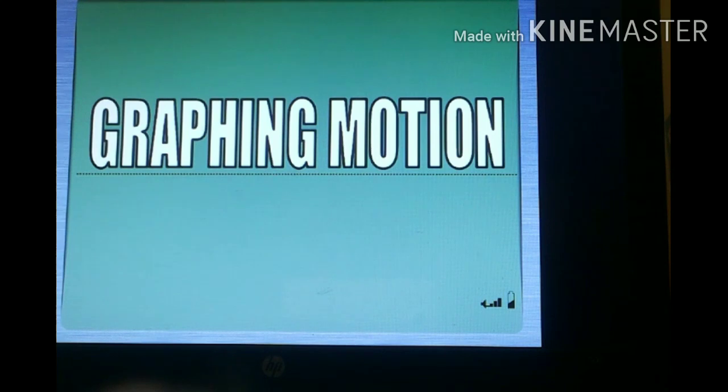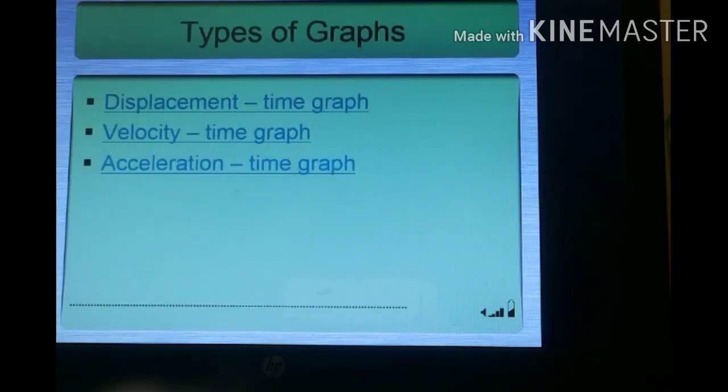First of all, we will discuss why graphical representation is important. So let's proceed. In this chapter, we will be discussing three types of graph: displacement time graph, velocity time graph, and acceleration time graph. In all these graphs, you will find that time is constant, whereas displacement, velocity, and acceleration are changing.